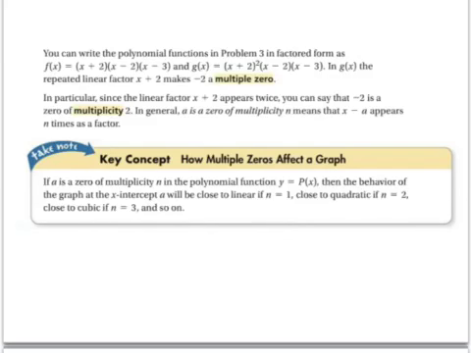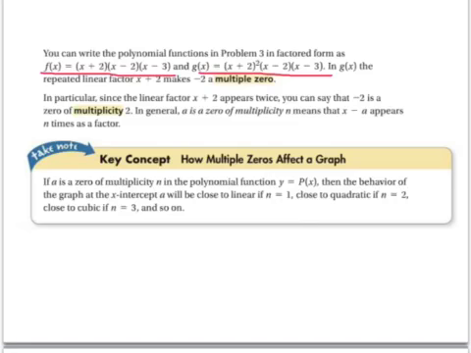Go ahead and get yourselves to this section of the notes where it says key concept, how multiple zeros affect a graph. The first paragraph up there is giving you two different polynomial functions that we had from problem number 3. So we had f of x equals x plus 2, x minus 2, x minus 3. That was one of our functions. And then another one was g of x equals x plus 2 quantity squared, x minus 2, x minus 3.